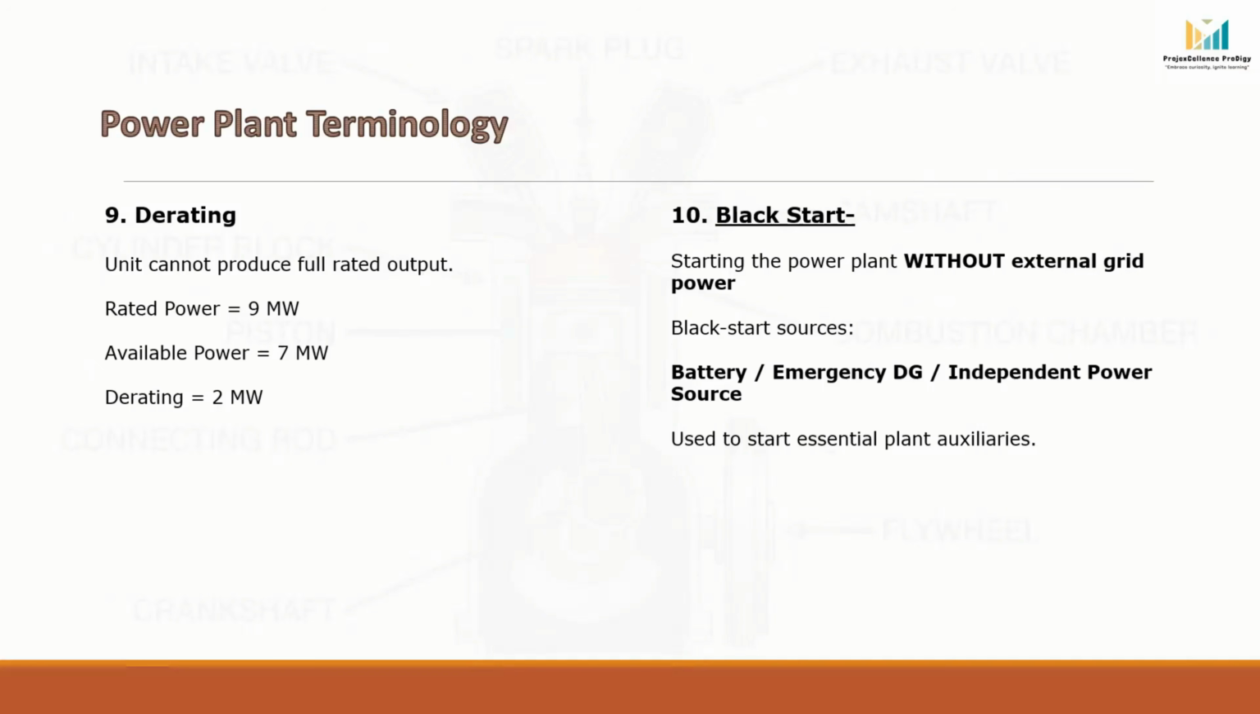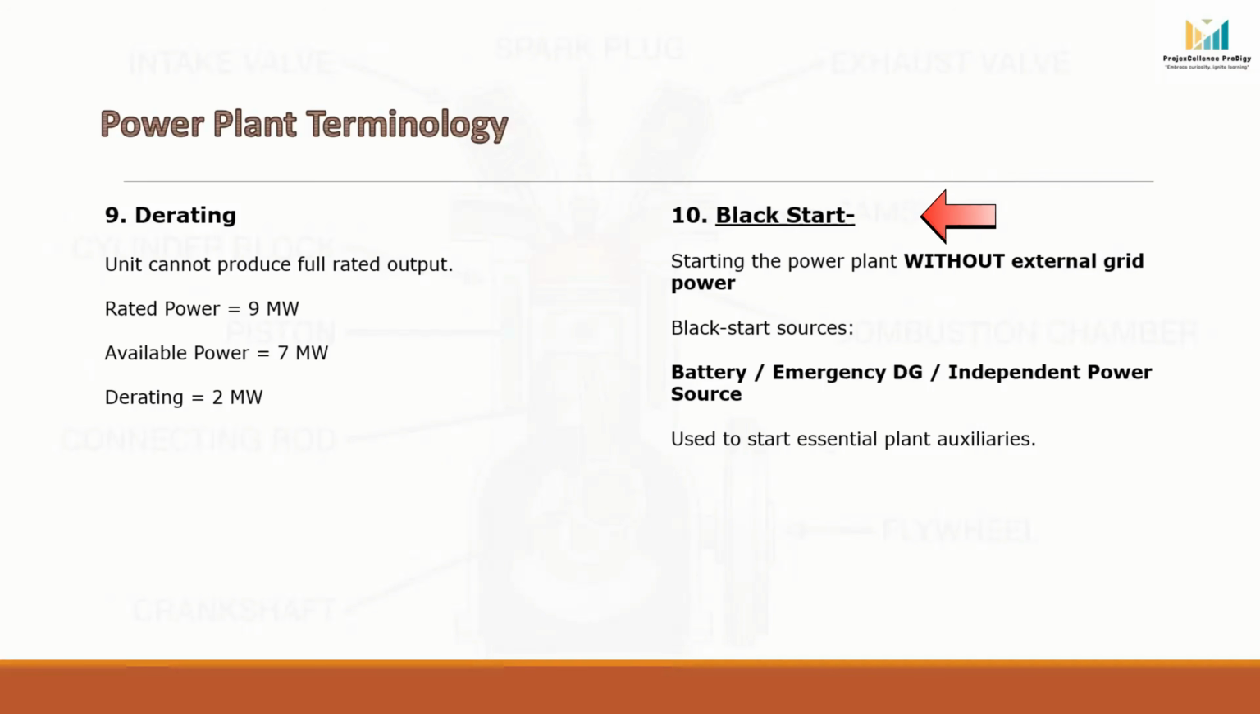The last term is black start. Black start means starting a power plant without taking electricity from the external grid. Normally, before starting a large medium speed engine, we need electrical power for several auxiliary systems like pre-lube oil pump, cooling water pump, fuel system, control system, ventilation and other auxiliaries. Normally, this auxiliary power may come from the grid or the plant's own electrical system.